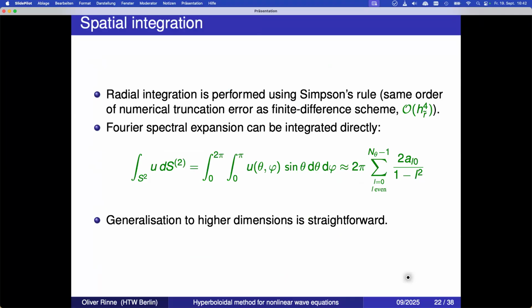Yeah, there's something here about spatial integration, which I think I'm going to skip. So, this is needed if you want to look at integrals, for instance, in the energy or the flux. Radial integration, you can just do using some standard method like Simpson's method. And concerning the angular coordinates, you can just integrate the Fourier expansion, and this is the result that you get. And this can be generalized also to higher dimensions.